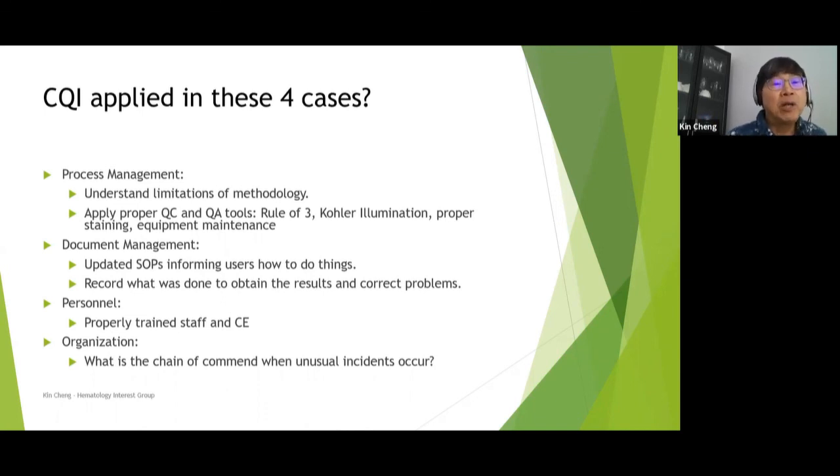So another building block that is important: personnel. Are your people trained properly? Is there proper documentation that they are trained properly? Have they participated in CE, continuing education? Were they graduated 50 years ago? They are still operating on the principles that they learned 50 years ago. Technology has moved on. What have they learned so far, right?